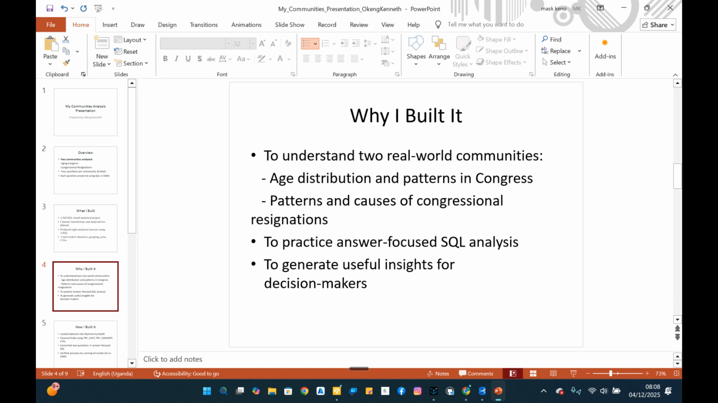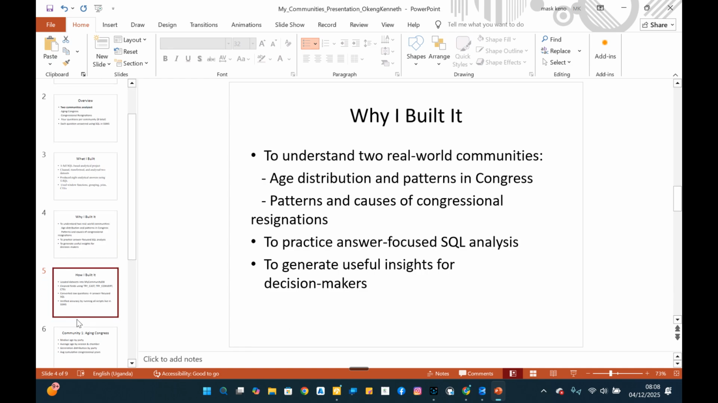Why I built it: I basically built it to understand real-world communities, which are the Aging Congress and congressional resignation. This deals a lot with the age distribution and patterns in Congress, and also what brings about resignation, as one of the parameters we shall be seeing. And then to practice and focus on skill analysis to generate useful insight for decision makers.